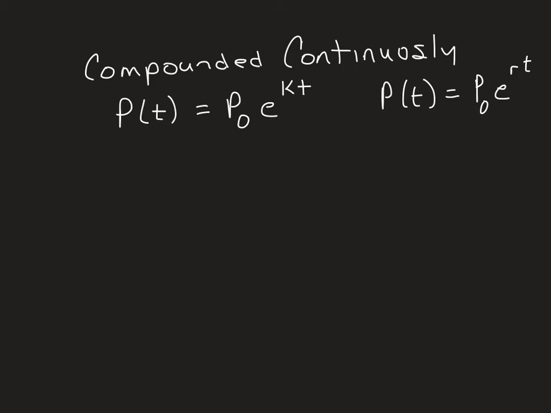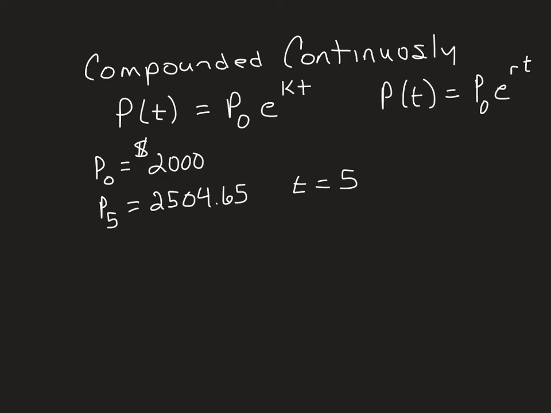So let's look at a specific problem here for interest compounded continuously. We have $2,000, so that's our initial amount. $2,000 is invested at an interest rate k that is compounded continuously, and in 5 years' time, it grows to $2,504.65. So this is when t is 5. In 5 years' time, that's how much we have. We want to find the interest rate. What is the rate, or what is k?